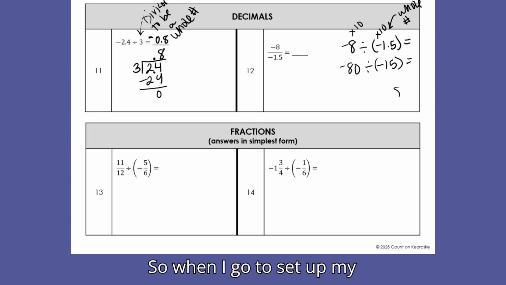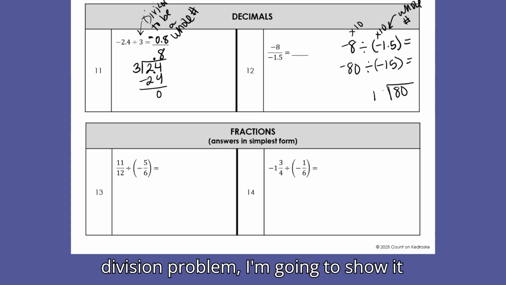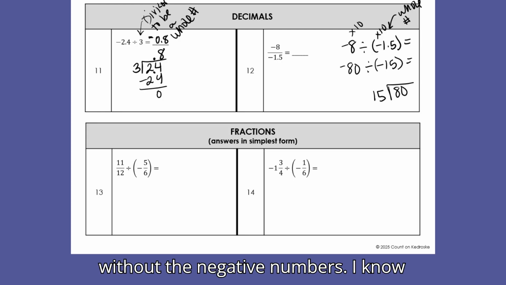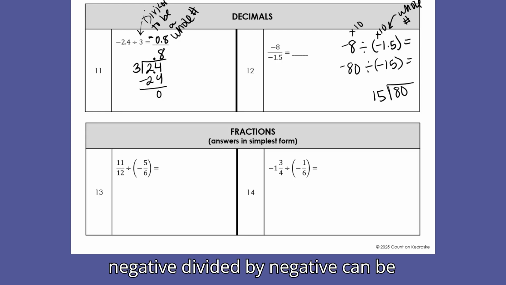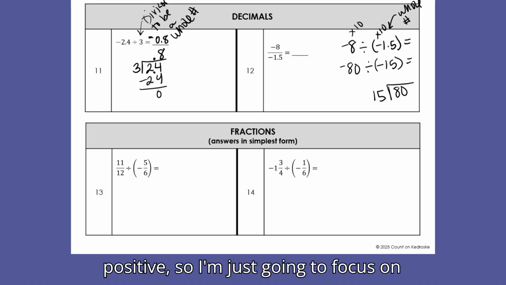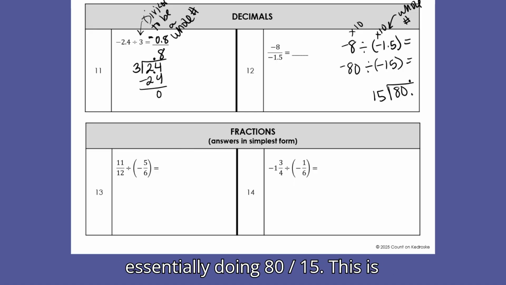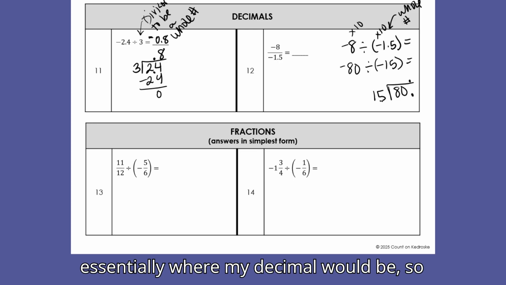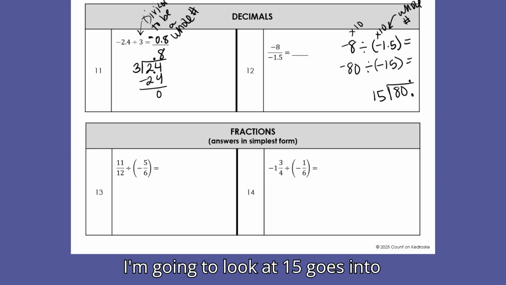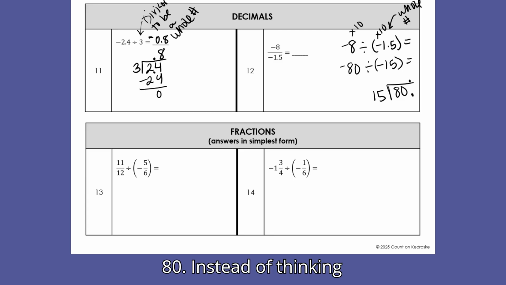So when I go to set up my division problem, I'm going to show it without the negative numbers. I know negative divided by negative is going to be positive, so I'm just going to focus on essentially doing 80 divided by 15. This is essentially where my decimal would be. So I'm going to look at 15 goes into 80 instead of thinking about 1.5 goes into 8. And if I do that, 15 goes into 80 5 times. 5 times 15 would be 75.